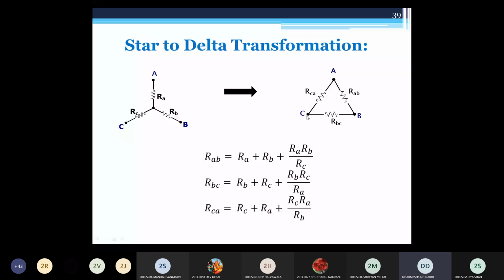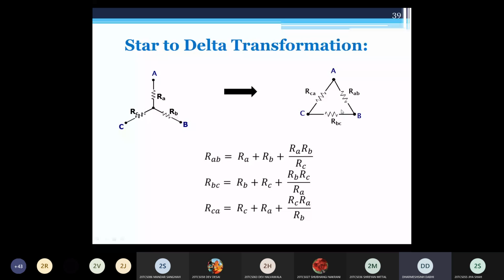So RCA means the addition of C and A terminal resistance in your star connection, RC plus RA, plus the multiplication of both, and divide by the remaining resistance, which is RB. By this way, you can remember these equations for the transformation from star to delta conversion. Clear, all of you? How to remember this equation?